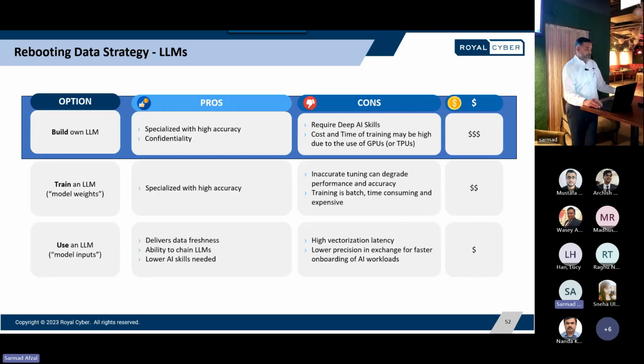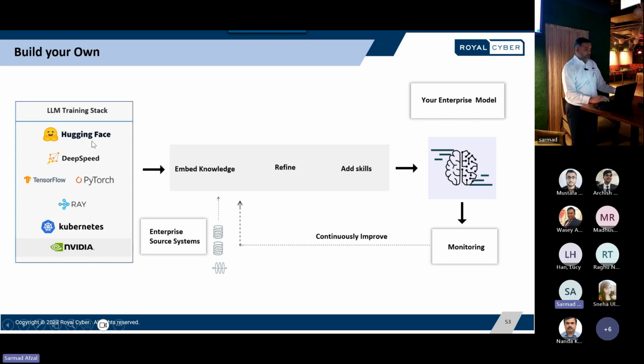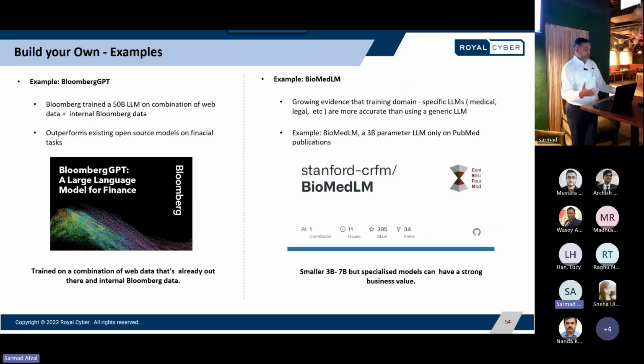And finally, the third option is to build your own. For building your own, you need this sort of stack. You need NVIDIA, you need Kubernetes, Ray, you need all the deep learning libraries, and then you can create your own large language model. It is a gigantic task, but you can build your own. A lot of companies have built their own LLM. One example is BloombergGPT, so Bloomberg has built their own. Another example is BioMedLM, which is also their own.